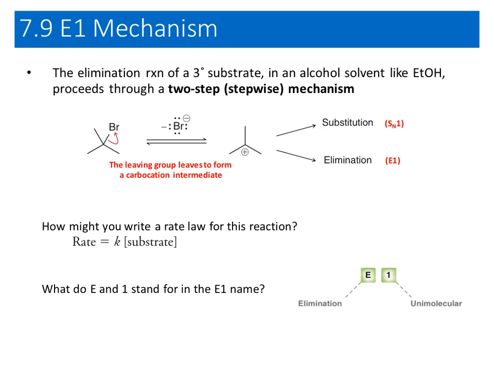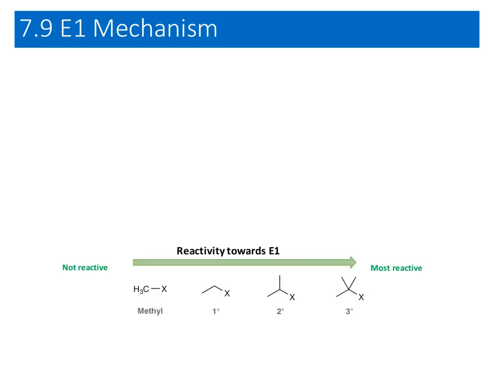Now, similar to SN1, this step is a rate determining step. Therefore, the rate law for E1 mechanism is only dependent on the concentration of substrate. Therefore, E1 mechanism is unimolecular. And it is also clear in its name. So, elimination, unimolecular mechanism. Let's look at the example of E1 mechanism.